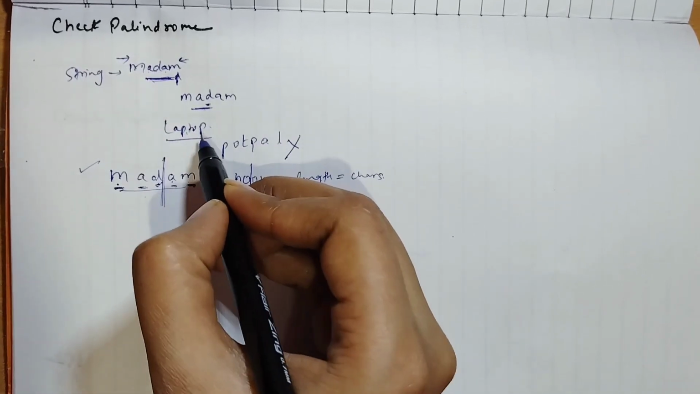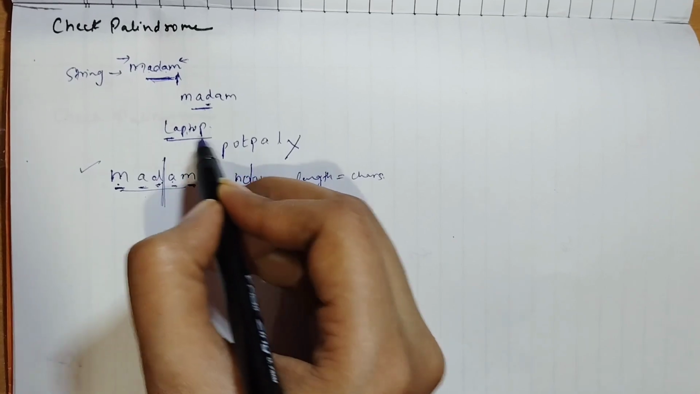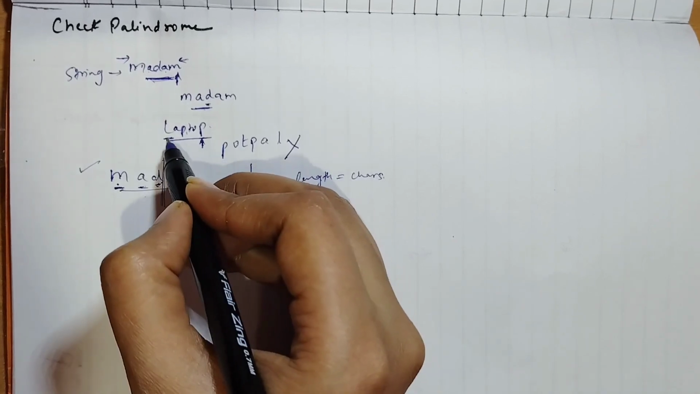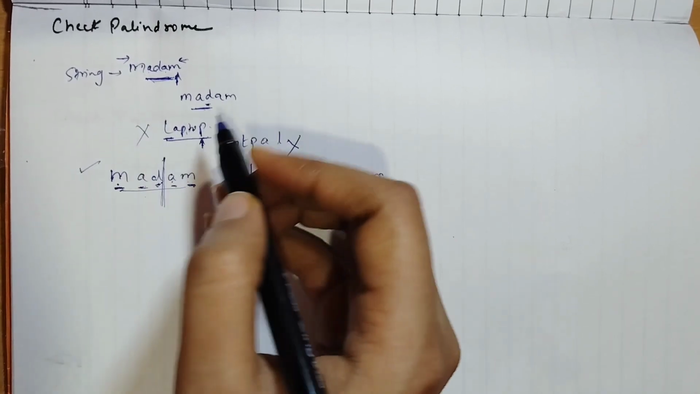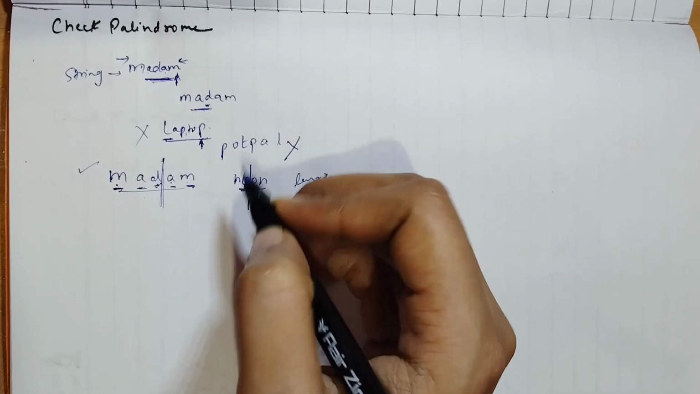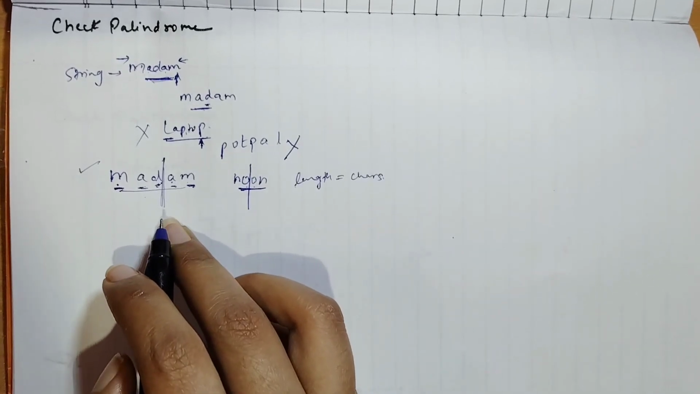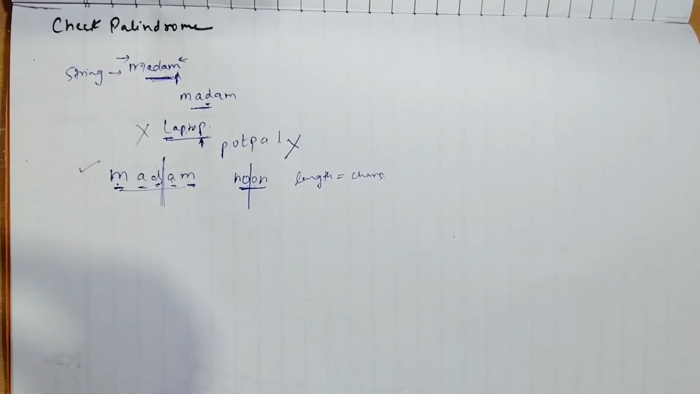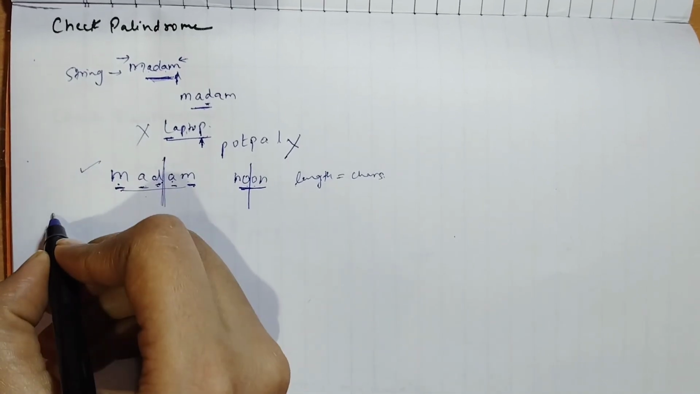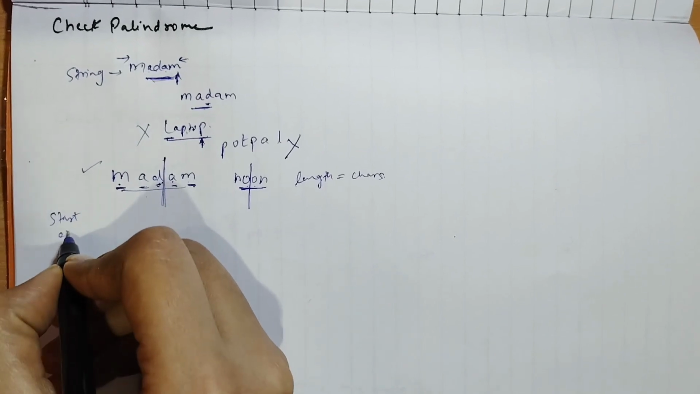When we check laptop, check first character with the last character. L and P, is it same? No, it is not same, means it is not a palindrome. But for this we have to tell our code editor. For telling our code editor we have to take two pointers, and our pointers will be start and end.